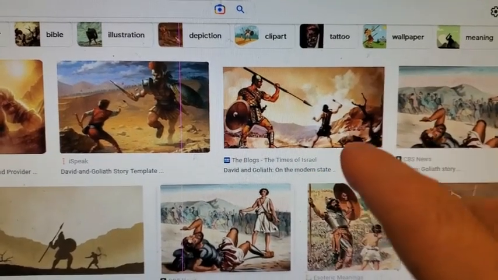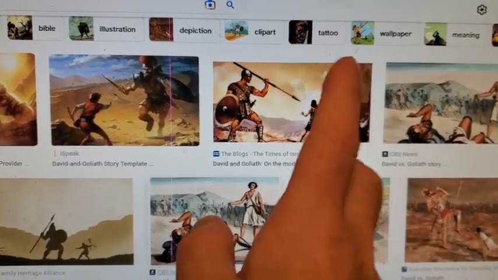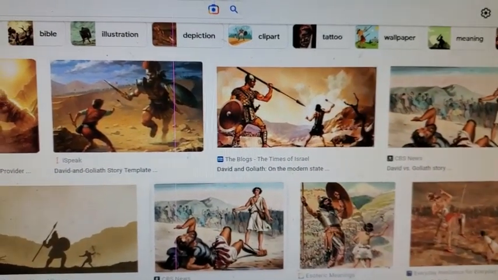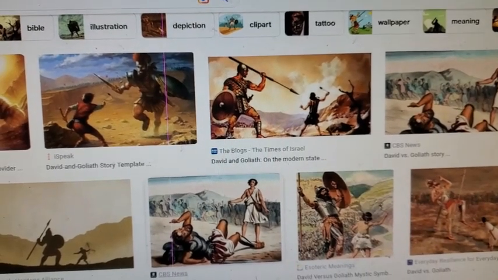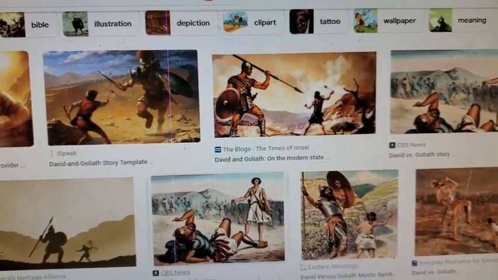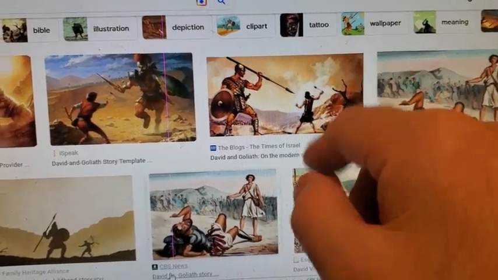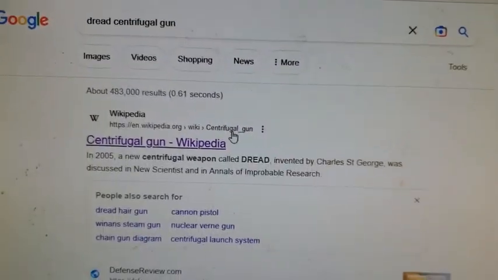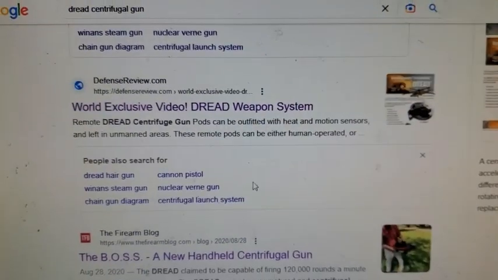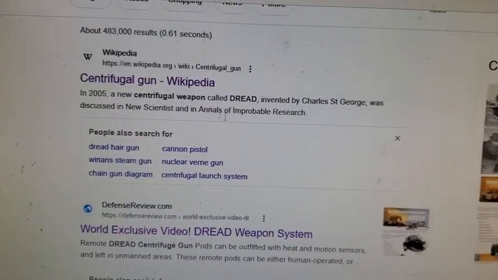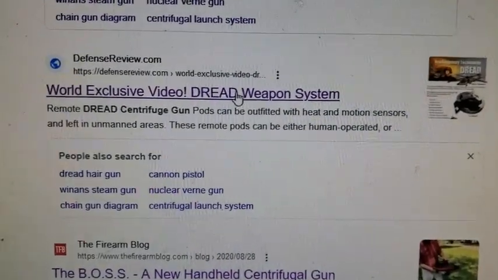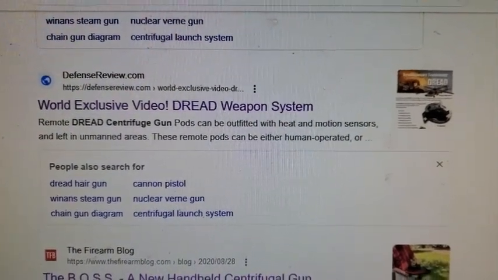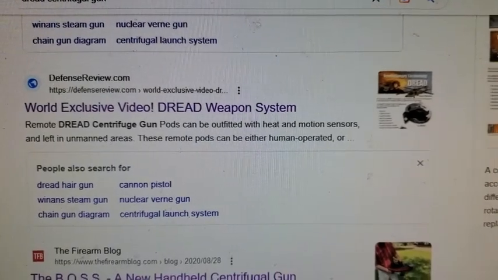But other people, of course, their immediate first thought was, how do you weaponize this? And so we have the paper record of how this was weaponized. And we can look at that and confirm that what I'm saying does not follow Newtonian mechanics. So if you do a search on Dread centrifugal gun, the second result, after this one, is also worth looking at. This is from Defense Review, the Dread weapon system.